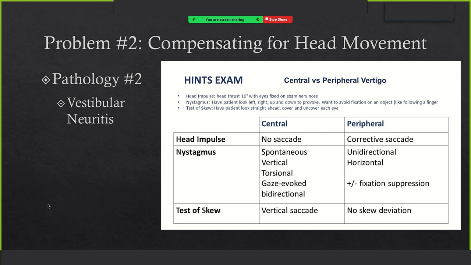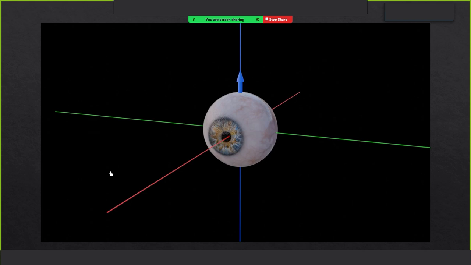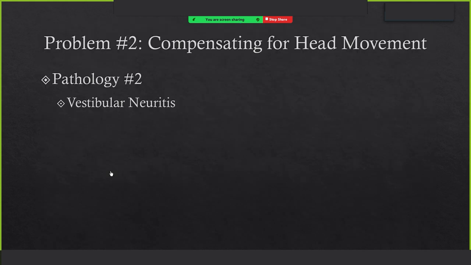But again, in summary, bidirectional is bad. That wouldn't happen with a fixed peripheral lesion if the direction of nystagmus changes. Anything vertical is bad. That doesn't tend to happen. And then you have a test of skew, which is vertical misalignment of the eyes. Okay. I will come back to that if I have time.